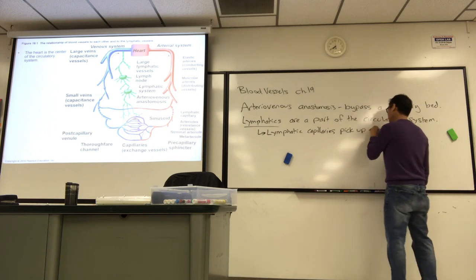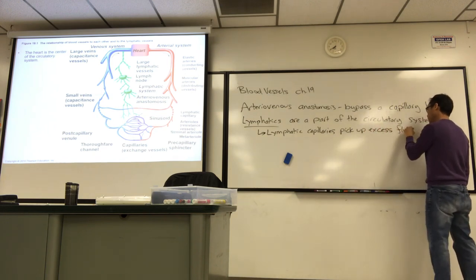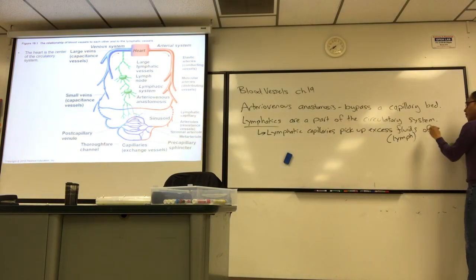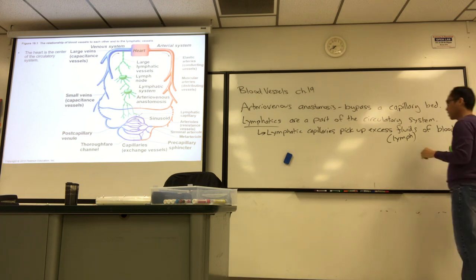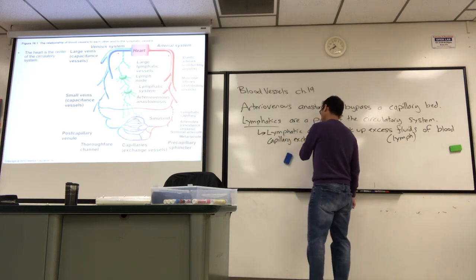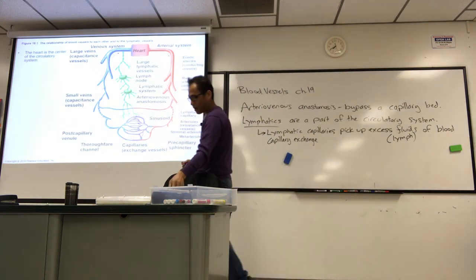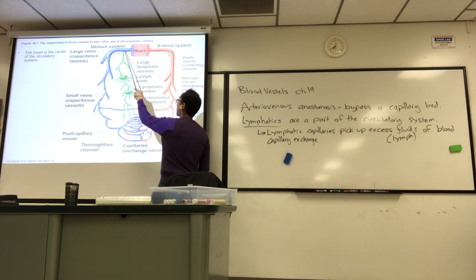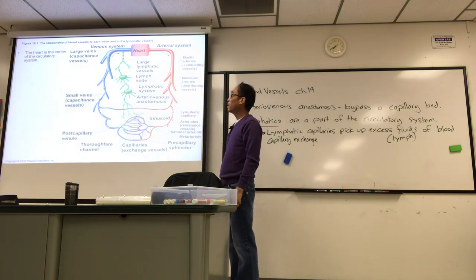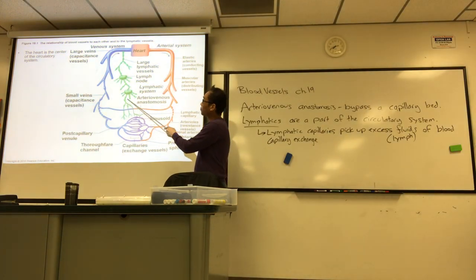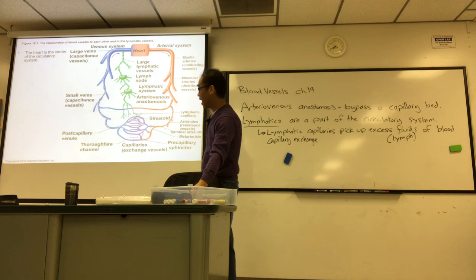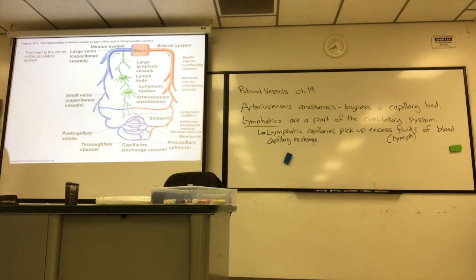Lymphatic capillaries pick up excess fluids, and those excess fluids are called lymph. Lymph is fluid. They pick up excess fluids of blood capillary exchange. And as you can see from the diagram, they're going to circulate it to the venous blood. There's a whole chapter on lymphatics, so more details on that later. But at least know that as this fluid is returned to the venous blood, it's forced through lymph nodes, which have lymphocytes, so in essence you're sterilizing it before you put it back in venous blood.